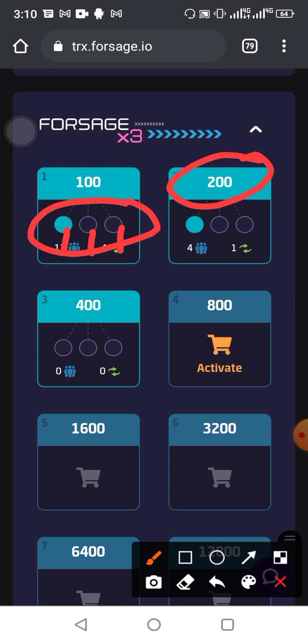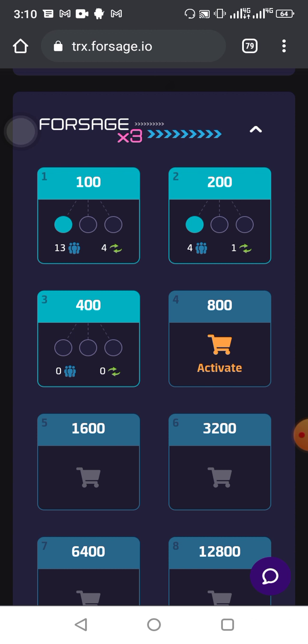The same thing applies if you're in level 2. On or before these 3 slots are filled, you should have activated level 4. If you don't, what happens? Now this is it. The Forsage system is designed with this rule.